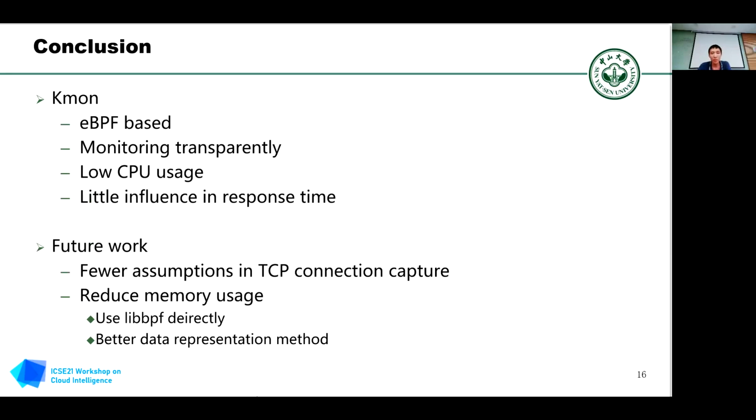In the future, we aim to find a better way to capture TCP connection information with fewer assumptions. The current assumption of TCP requests is not suitable for some specific types of service like message queues. The memory usage of Kmon also needs to be reduced. Two directions are considered. One is to use the library libbpf instead of libBCC, which uses less memory at runtime. The other is to find a better representation of indicators to compress their size.